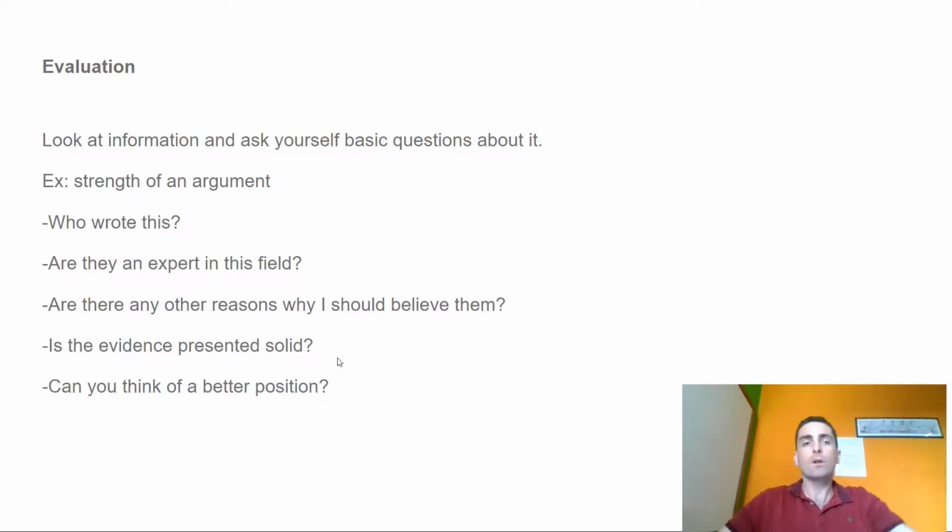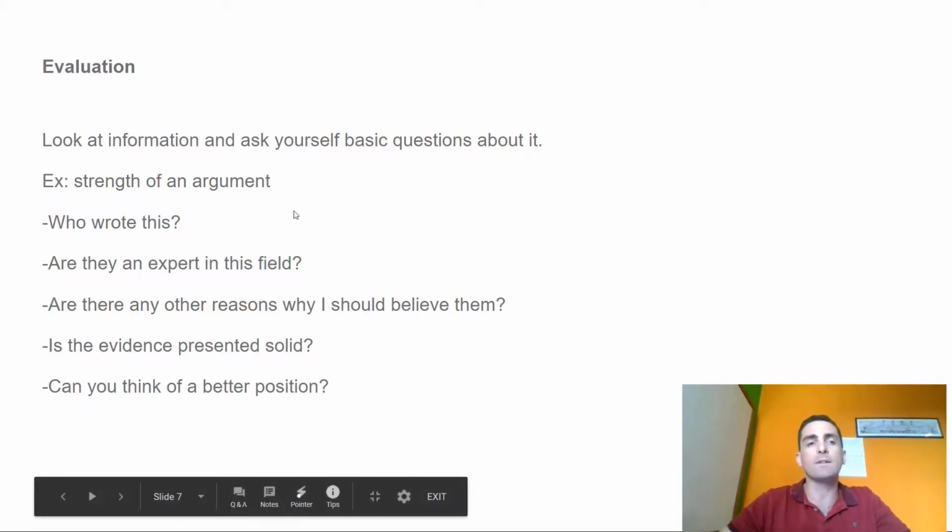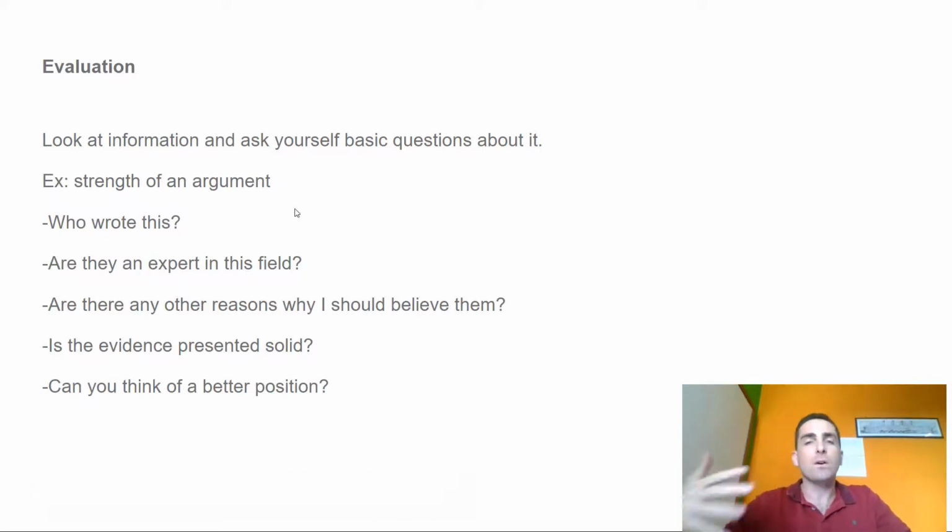So this is looking at information and asking basic questions about it. So evaluating the evidence presented. Okay, so the strength of an argument is a good way to think about evaluation questions. So someone presents an argument in a passage, and like in the extended response essay, you have to think to yourself, who wrote this? Who wrote this argument?